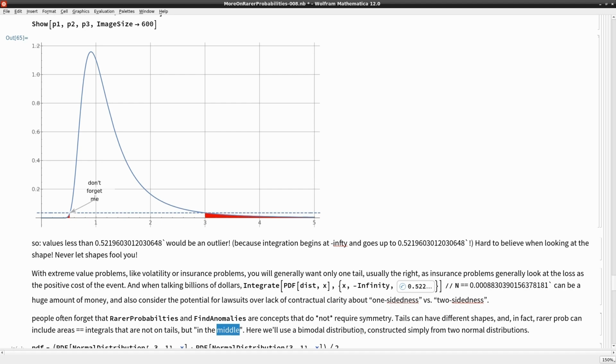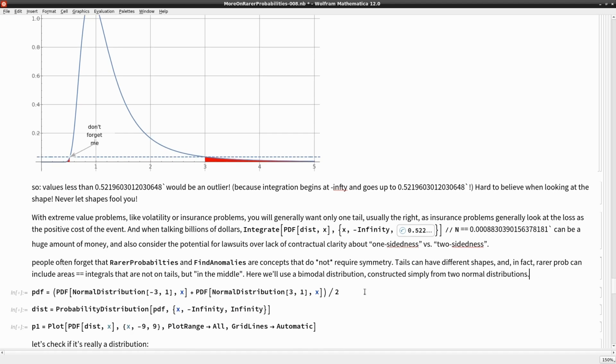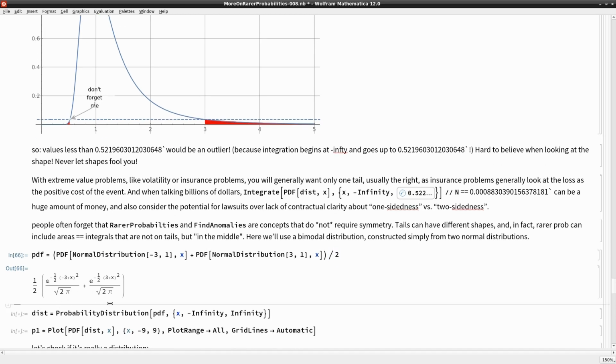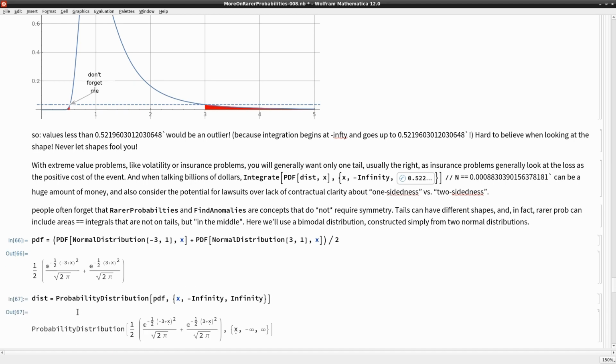And I'll use a bimodal distribution that I have constructed simply from two normal distributions. Let's look at this. All I've done is take a normal distribution centered at -3 and another normal distribution centered at 3, added them together and divided by 2. Well, this gives us a bimodal distribution. It gives us the sum of two normal distributions, and that makes it bimodal.